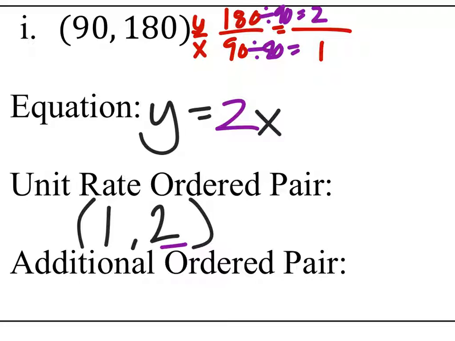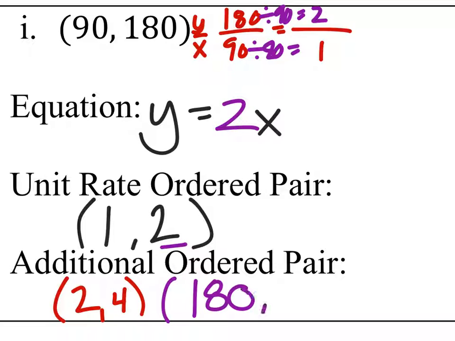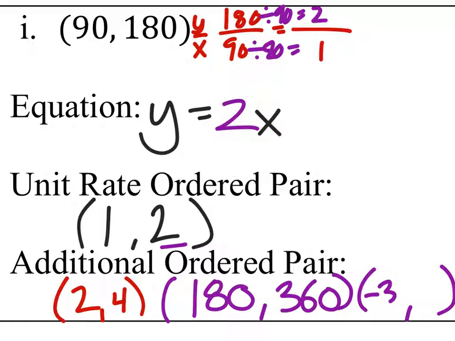So what were some other additional ordered pairs that you guys got? Yeah. 2, 4 is good. 180 to 360. That's correct. Very nice. Did anyone use any negatives for the x? Let me ask you this then. What if x was negative 3? What would the y value be? Negative 6. Very good.